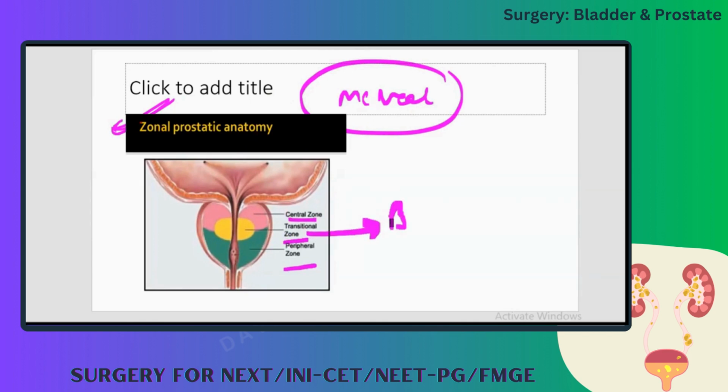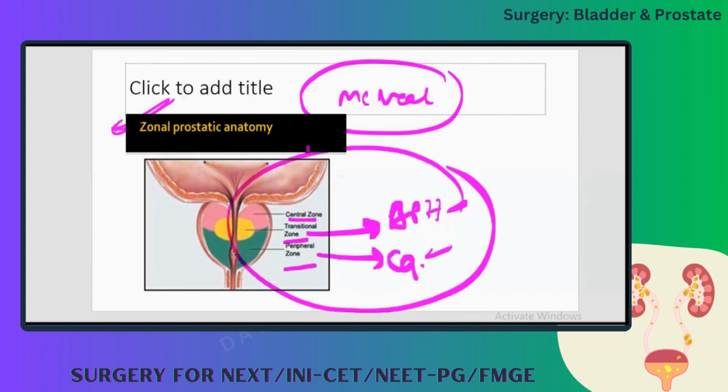Transitional zone, BPH is more common. Peripheral zone, carcinoma is more common. This used to be the most favorite question of the examiners. Yeah, I'll repeat. So transitional zone, BPH is the most common thing to arise. Transitional zone, BPH. Okay. Peripheral zone, carcinoma prostate is the most common thing to come. Okay.